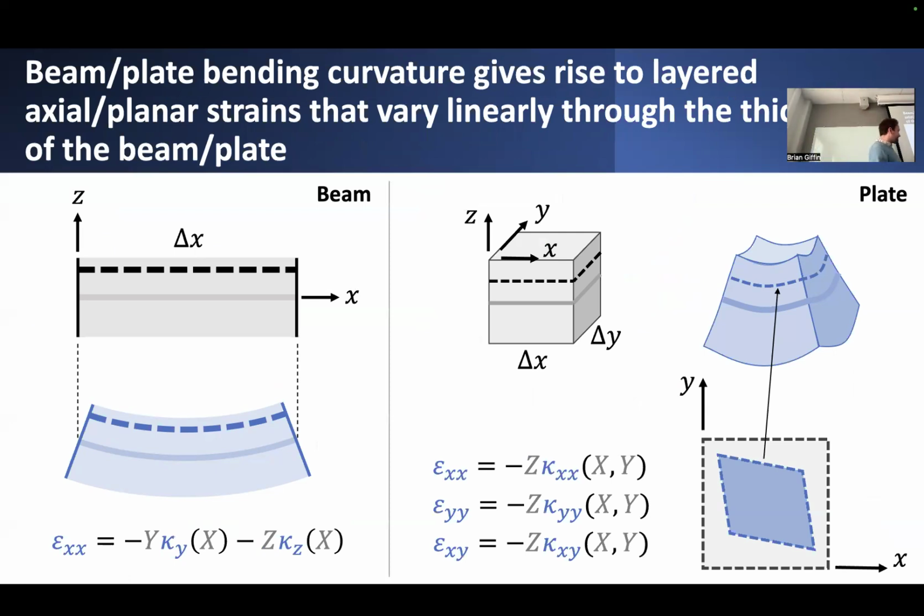We can plug in our expressions for these, basically these kappa or bending curvature terms, these second partial derivatives of the transverse deflection, different components of it with respect to x. And we find that effectively our expression for axial strain will vary as a linear function of these bending curvatures multiplied by depth, or relative distance measured relative to the neutral axis of this beam.